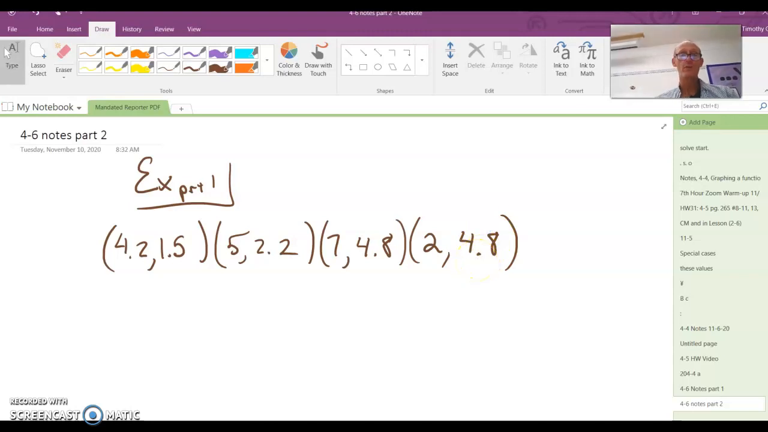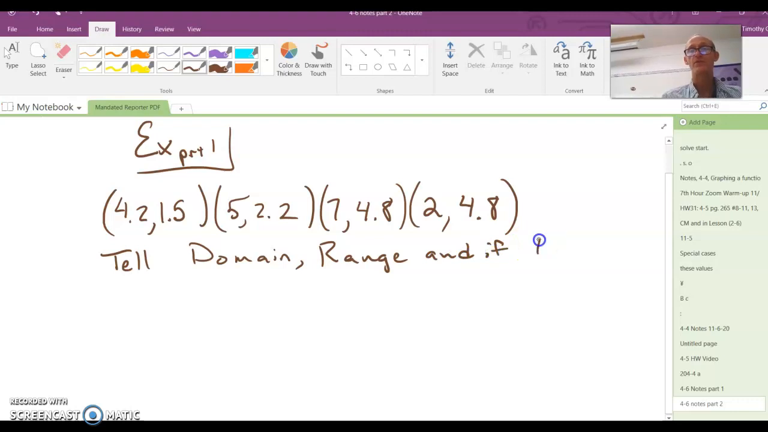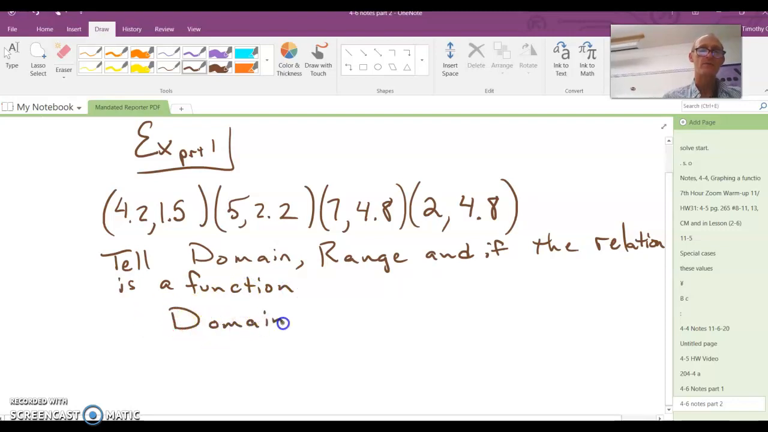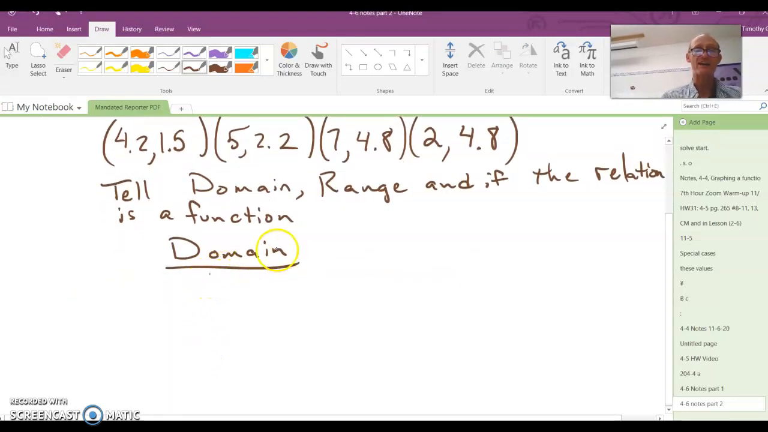Okay? So we remember that we list the domain. I want to tell the domain, range, and if the relation is a function. So we do a mapping. We call the domain first. The domain is listing out the inputs, or the x's. So it's 4.2, 5, 7, and 2.